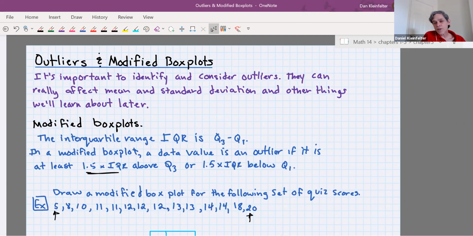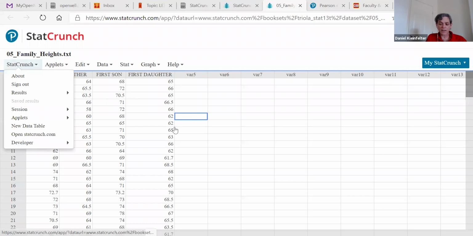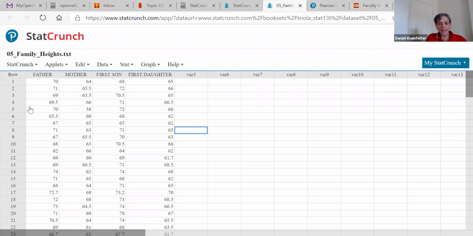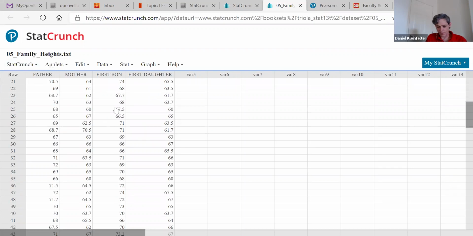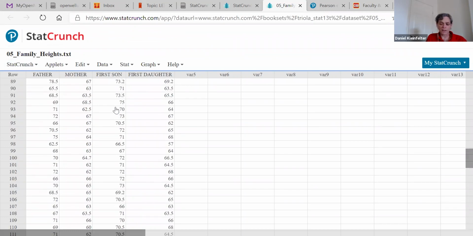All right, so next I wanted to show you how to do a little bit of these graphical displays and calculations on StatCrunch. So that's coming now, and then we'll be all done. All right, so here I've got StatCrunch going, and I've loaded up a set of data that is family heights taken from the StatCrunch website. Its four columns are the father and mother, the first son and first daughter within, let's see how many families we've got, 134 families it looks like.